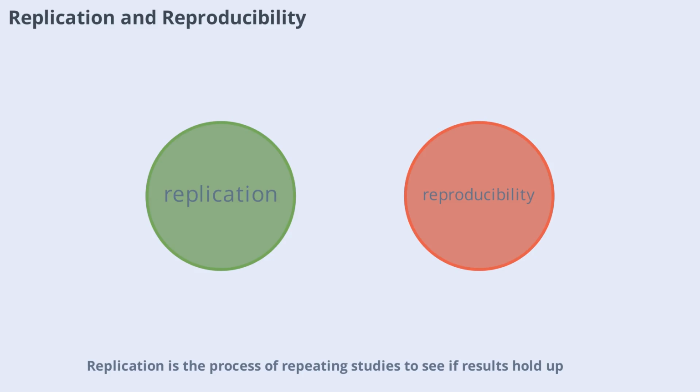Replication is the process of repeating studies to see if results hold up. In abnormal psychology, replication helps confirm findings and build confidence in theories. Reproducibility refers to the ability to achieve similar results using the same methods and data. Both are essential for scientific progress, but challenges like small sample sizes and publication bias can make replication difficult.